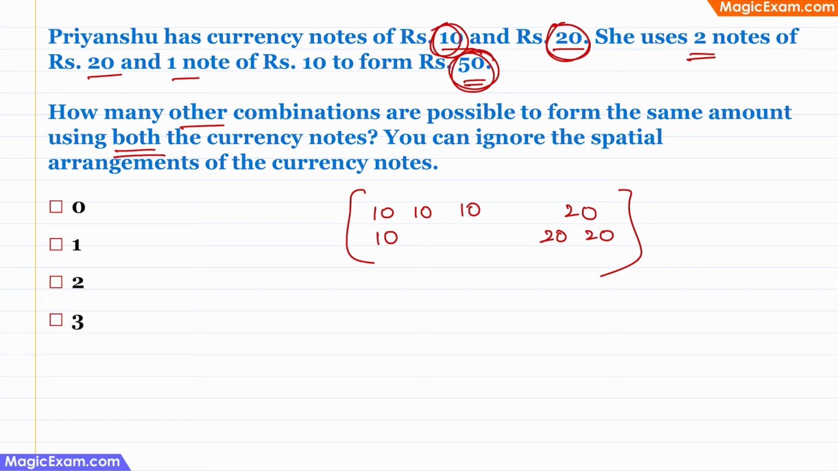Now, since she has already used this combination, that is where she has used 2 notes of 20 and 1 note of 10, she has already used. So how many other options are remaining? There is only 1 option which is remaining. Therefore, the correct answer is there is only 1 other combination left.